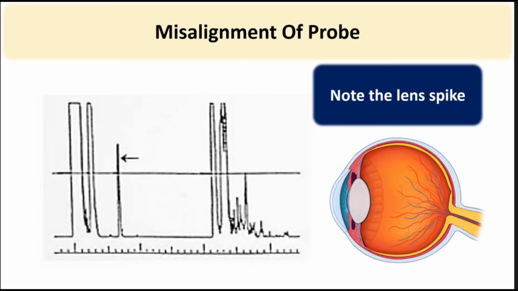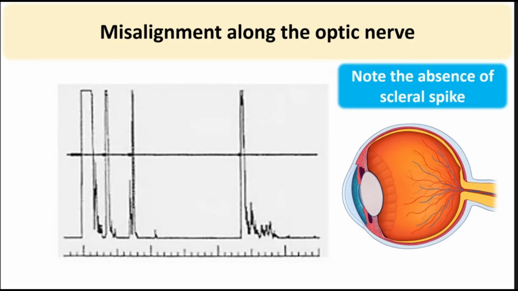Now, sometimes the probe might be misaligned at the lens surface. Normally you have the anterior lens spike and the posterior lens spike. So over here you can see this is the anterior lens spike, and this one over here is the posterior lens spike. Normally they should be of equal amplitude. If they are not of equal amplitude, it means that again the sound waves are not striking the lens appropriately. That means there is some sort of probe misalignment, and therefore you need to correct your positioning.